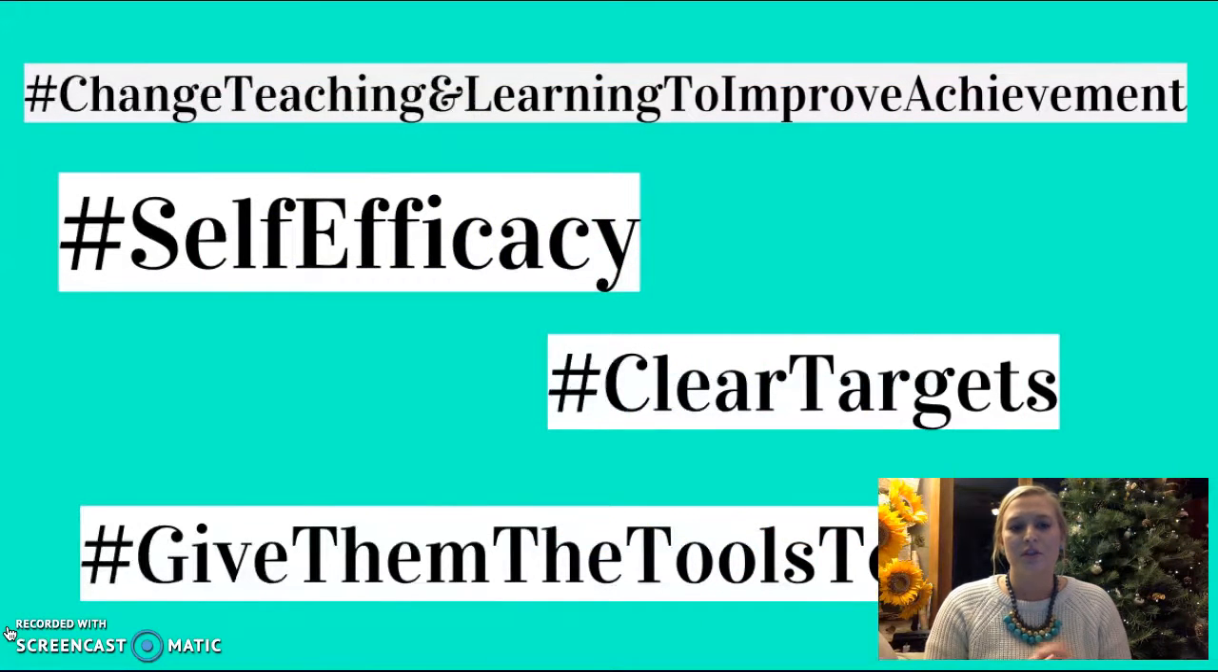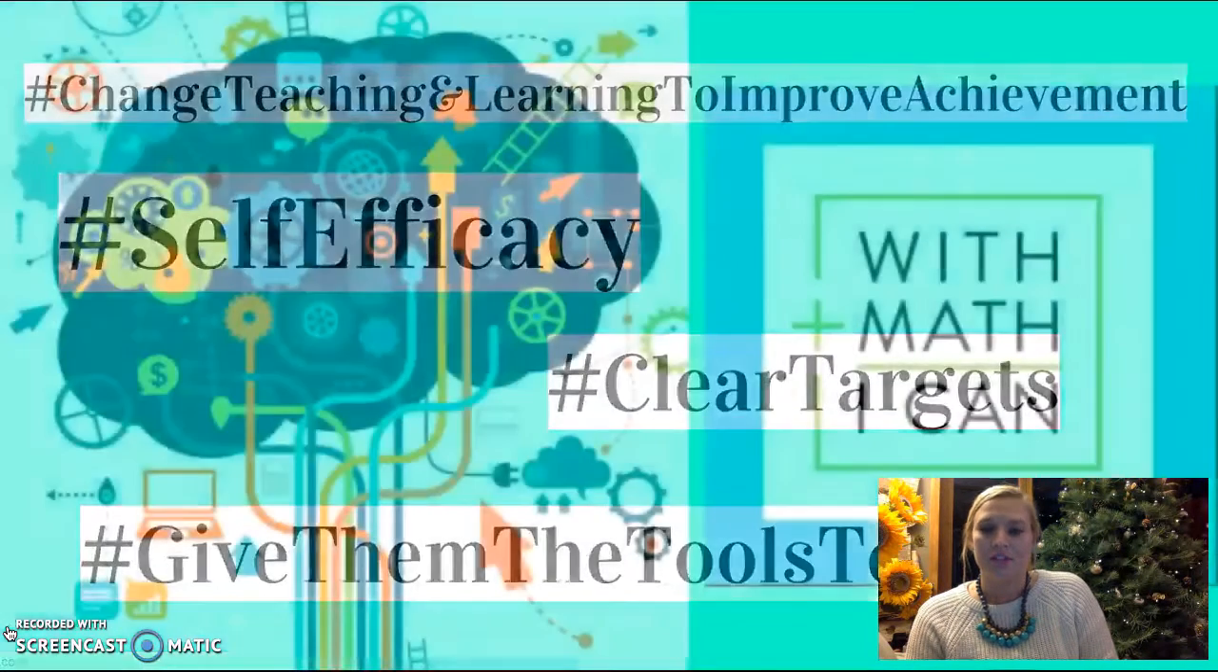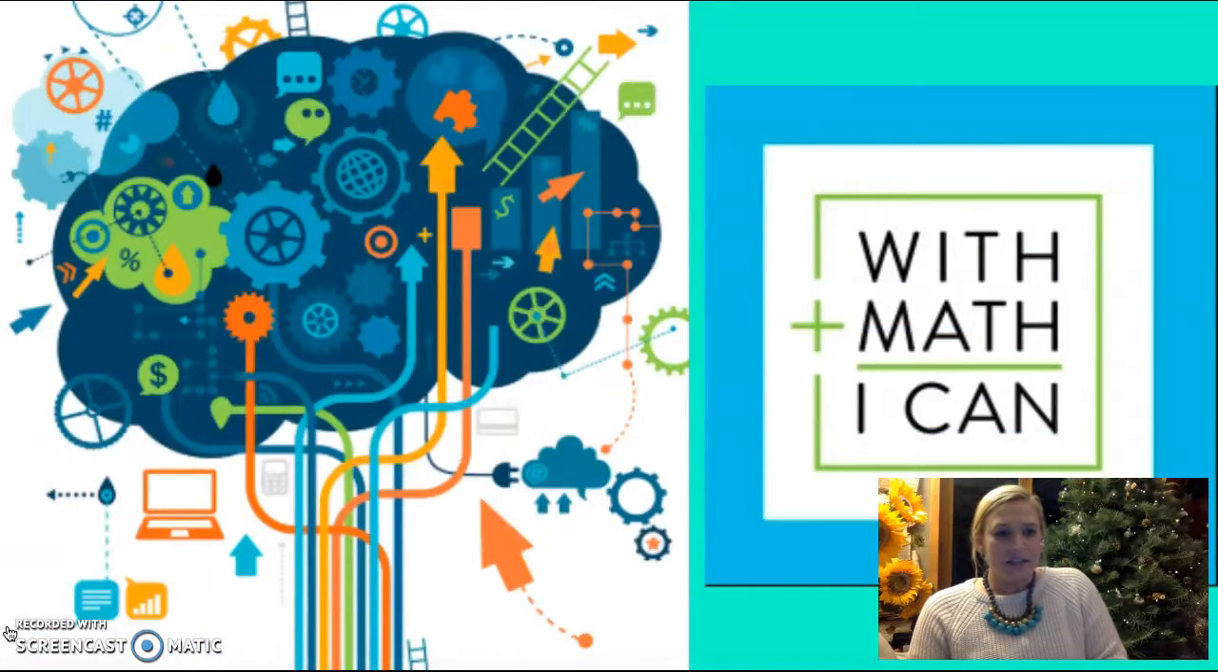And these are just my hashtags that I took away from the chapter and strategy 3. Change teaching and learning to improve achievement, self-efficacy, clear targets, and give them the tools for success. Once again, I chose strategy 4 so that it focuses on a growth mindset and a mathematical mindset. So with Math I Can, all of my students are mathematicians, and I want them to be able to realize that and take this into the real world and into the future.